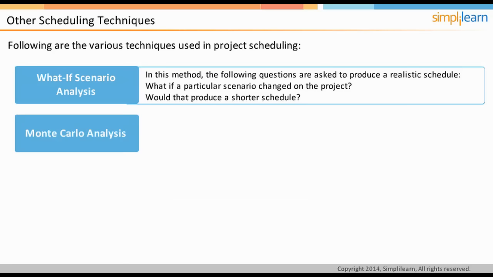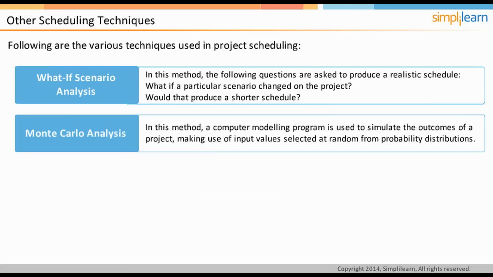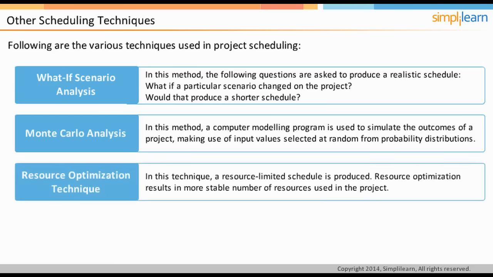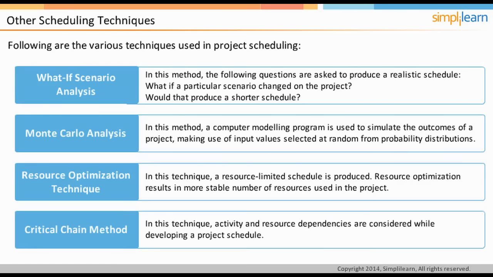Monte Carlo analysis. In this method, a computer simulates the outcomes of a project, making use of randomly generated values that map the probability distribution of the input variables. Together, these 2 techniques are called modeling techniques. Resource optimization techniques. These are also used to produce a resource-limited schedule. Resource optimization results in more stable number of resources used in the project. Critical chain method. This technique develops the project schedule that takes into account both the activity and resource dependencies.